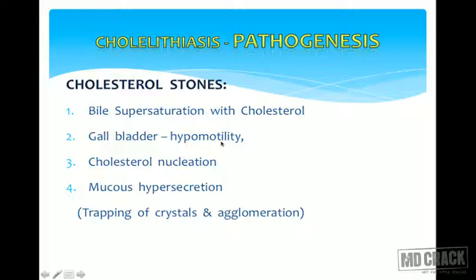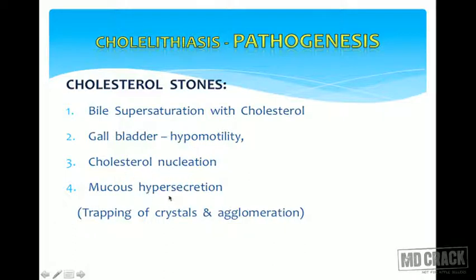The gallbladder is not contracting properly, resulting in hypomotility of the gallbladder. Various hormonal factors can be there, sometimes even drug induced, an adverse effect of drugs. So many things will cause hypomotility of the gallbladder. So what will happen with the supersaturation and the hypomotility? The cholesterol will undergo nucleation. More and more multilamellar aggregation of the cholesterol will take place. So nucleation will take place, around which the crystals will keep on developing.